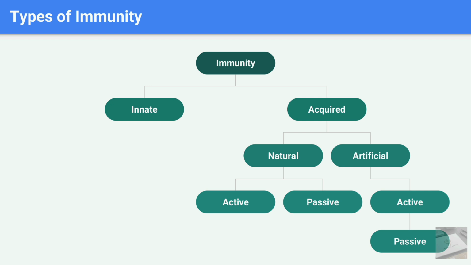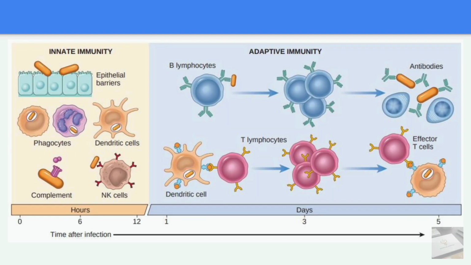And an example for artificial passive immunity would be getting an injection of antibodies against rabies virus after being bitten by an animal. This figure illustrates that the immunity that fights first against the pathogen or antigen is innate immunity, and the adaptive or acquired immunity gets activated only after a day or two.